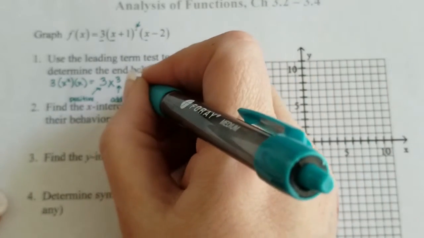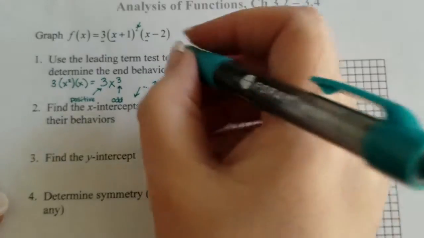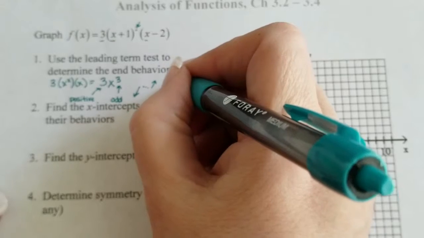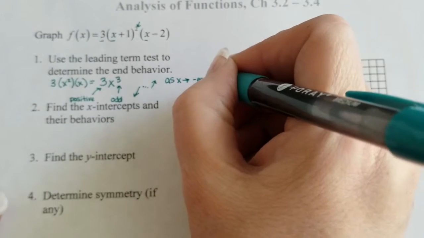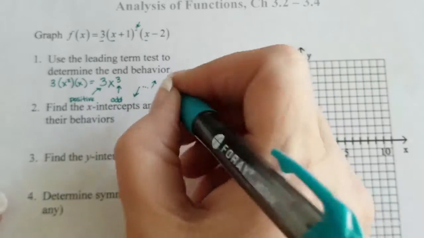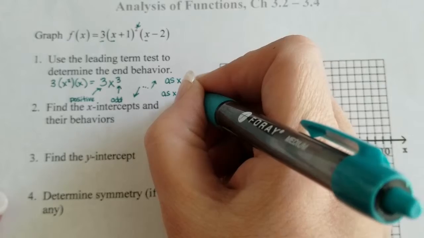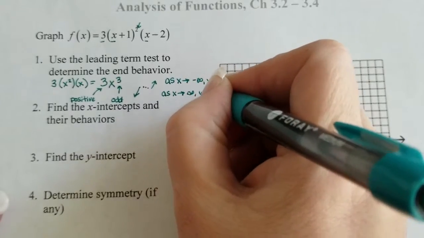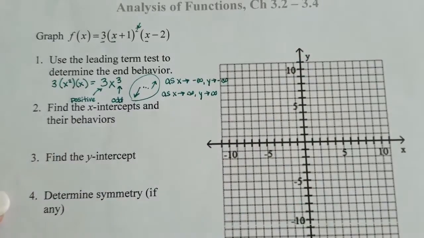So it's going to have this sort of behavior, and we'll state that as x approaches negative infinity, y approaches negative infinity, and as x approaches infinity, y approaches infinity. So we know it's going to look something like that.